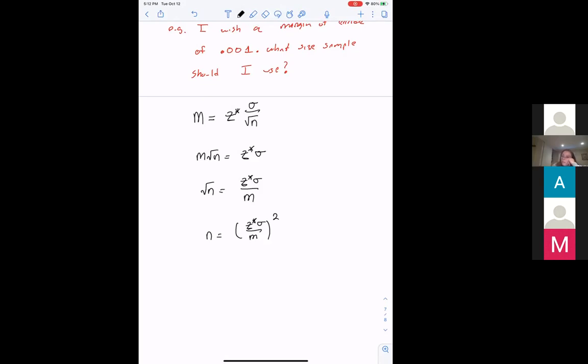Anyone? What's a more practical margin of error? Pick a number. 0.5. Okay. Within plus or minus 0.5. Let's go ahead and calculate what size sample that would require. How big of a sample would a 0.5 margin of error require?